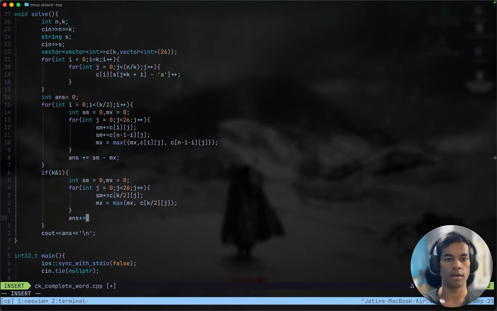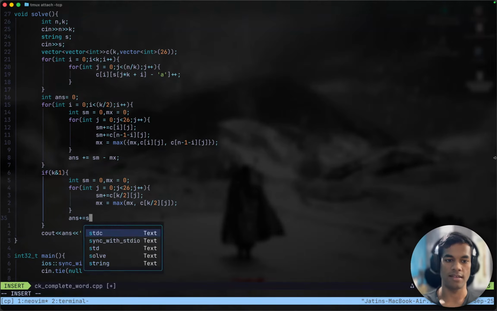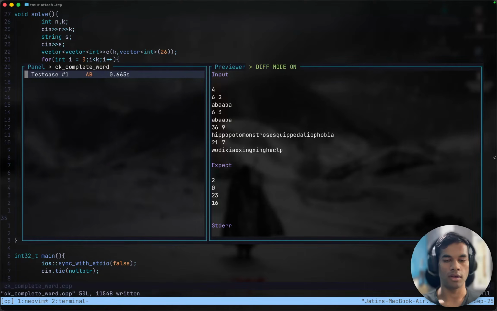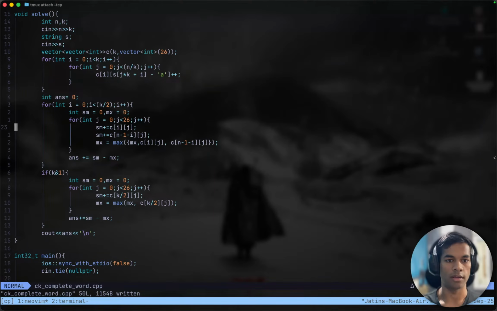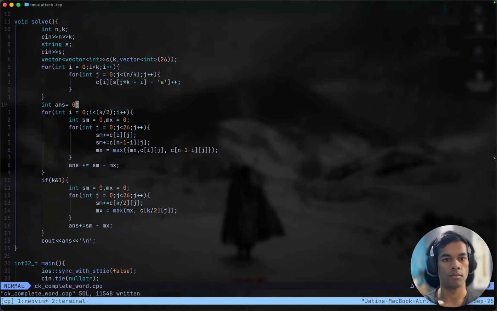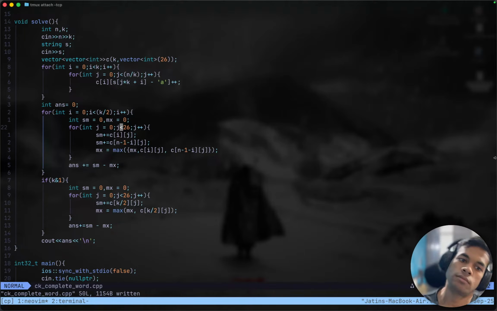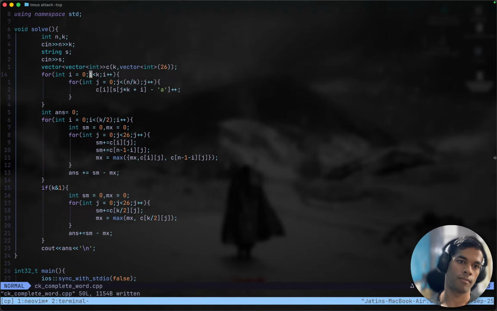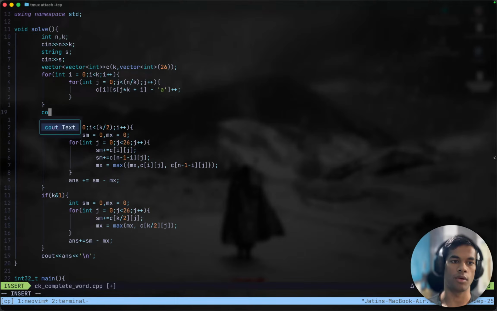Answer plus equals sm minus mx. Why is there out of bounds? What is out of bounds? This makes sense. When we are filling this thing, yes. Okay, so there is no out of bounds here.